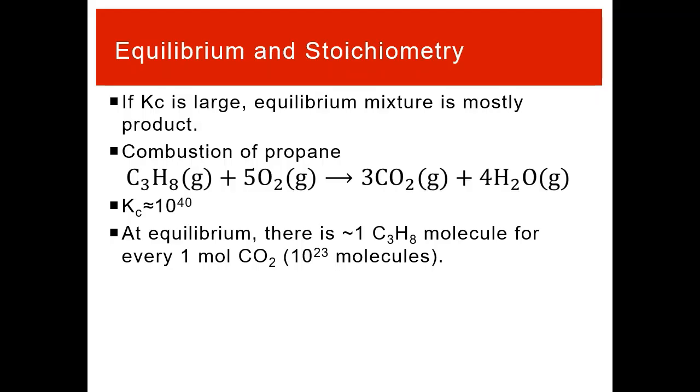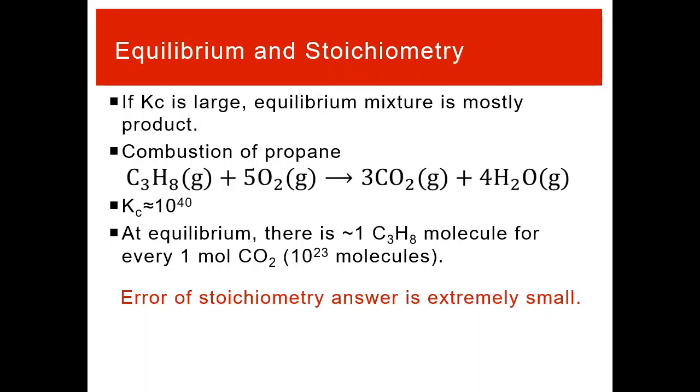And so what that means is at equilibrium, there is approximately one C3H8 molecule for every 1 mole of CO2. So basically, if you wanted to use an equilibrium description and figure it out, there would be 1 molecule left for every 1 mole of product. That means if you just use a stoichiometry analysis, your error is 1 molecule, right? Which isn't bad. That's extremely small, right? There's no way the sig figs of any of your numbers would at all represent that, right?